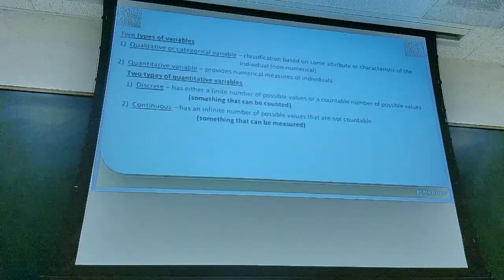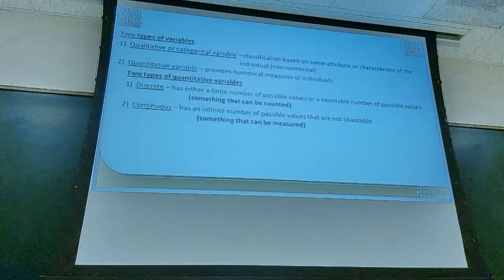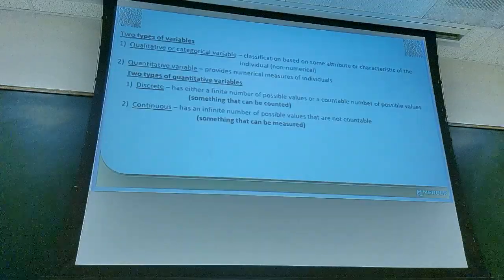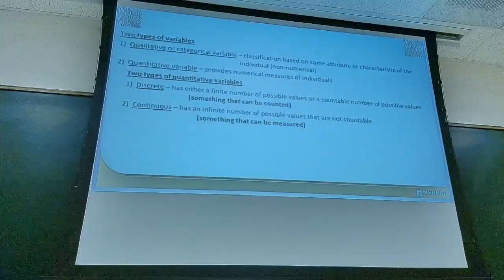I'm a math major. Take everything literally. And remember, these are posted online as well, so you don't have to worry about writing down every single word.